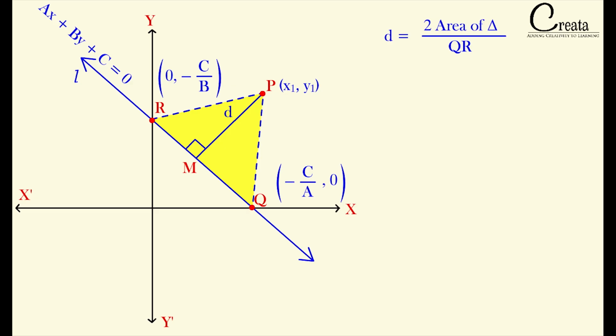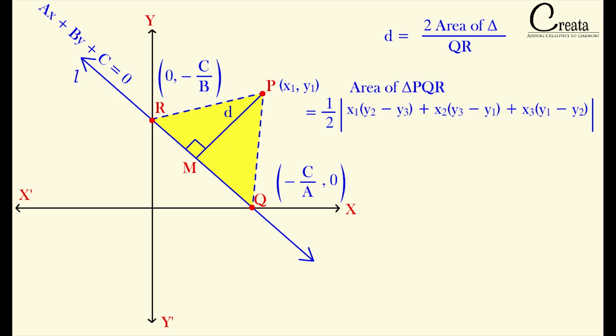The formula for the area of the triangle that we have seen in the previous lectures is half into mod of x1 into (y2 minus y3) plus x2 into (y3 minus y1) plus x3 into (y1 minus y2). Okay, this is the formula that we have covered in the previous lecture. Let's take our point P as (x1, y1), that is already given, point Q as (x2, y2) and point R as (x3, y3).